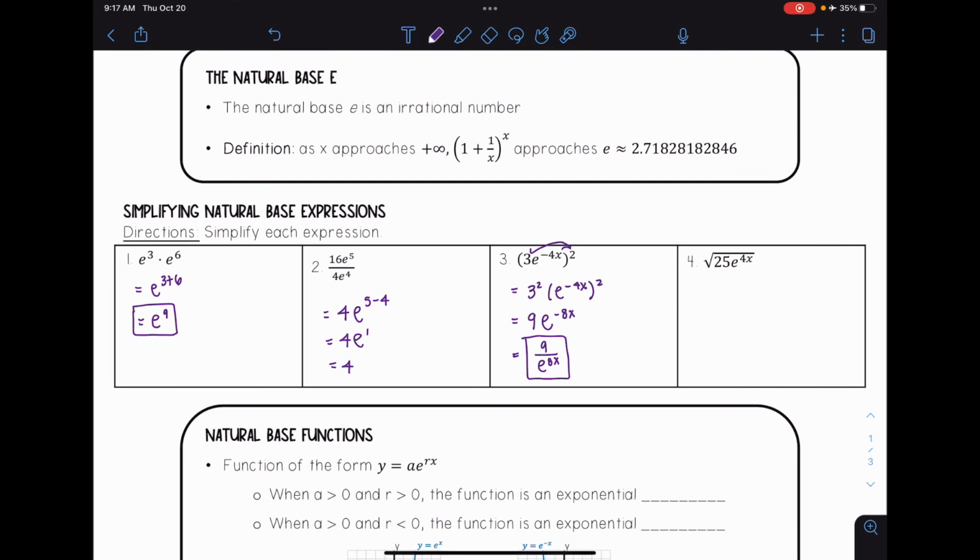Okay, and this last one, I have the square root of 25e to the 4x. I know I can rewrite this as the square root of 25 times the square root of e to the 4x. Well, the square root of 25 is 5. And for the square root of e to the 4x, remember I'm looking for groups of 2. So with 4x, if I divide that by 2, I get e to the 2x.